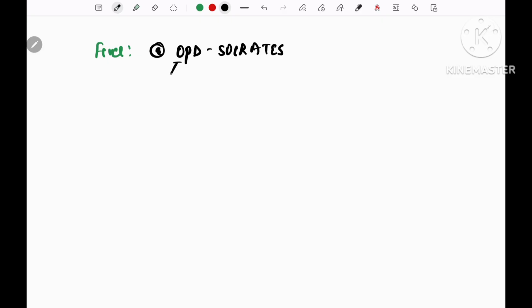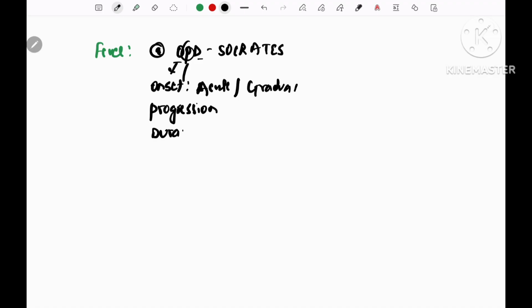So in fever, the first one is the onset. The patient is presenting either acute or gradual. We have to ask this. Then P means progression. Either it is progressing or not. Then D means duration. Now S means site; during fever there is no use of S, so we do not consider S. And O is already mentioned in OPD.